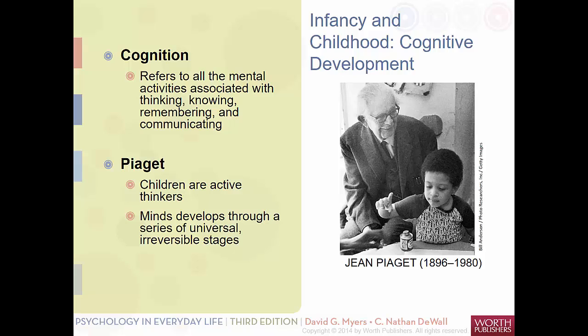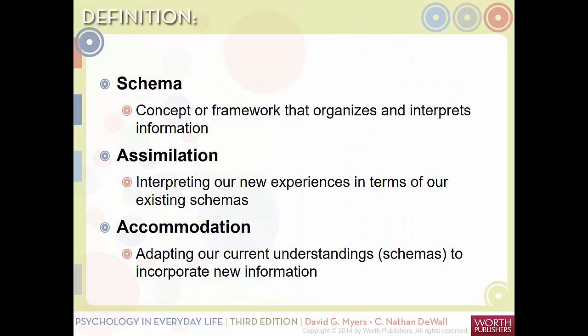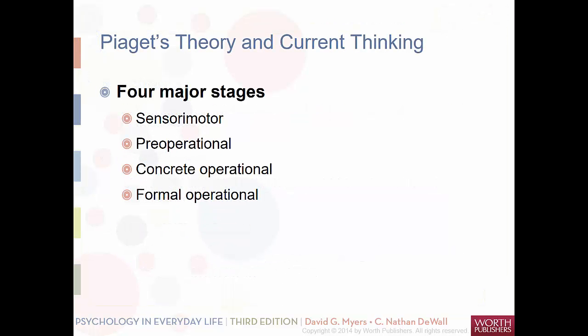Cognition is the mental activities involved in acquiring, retaining, and using knowledge. Piaget had different stages of development. Schema is an organized cluster of information about a particular subject. Assimilation is when we add new information to existing schemas, and accommodation is when we incorporate new information into our schema.